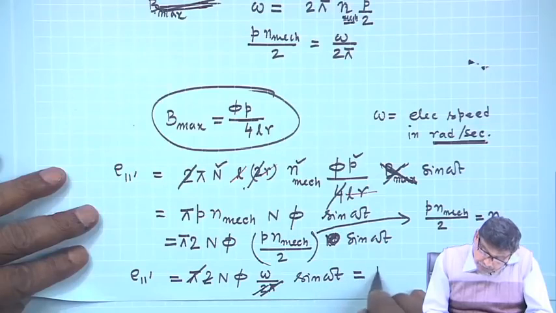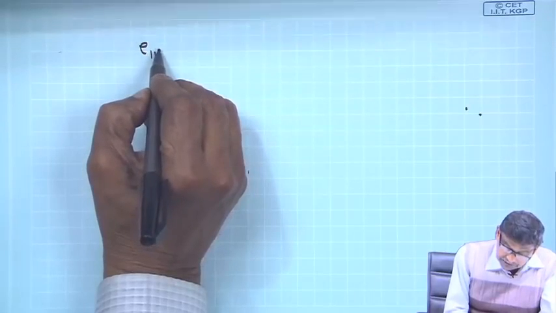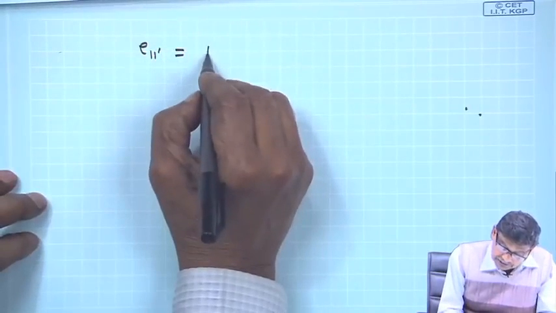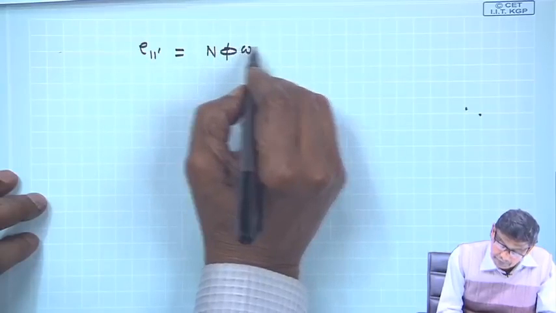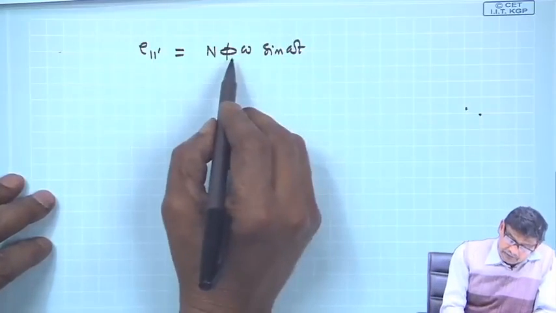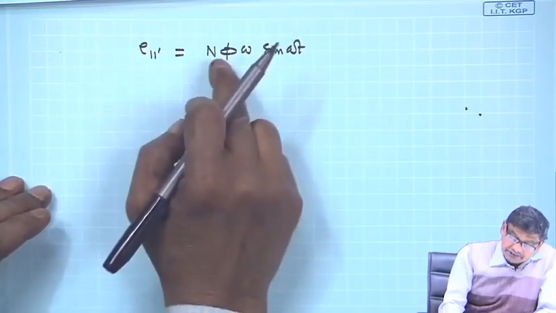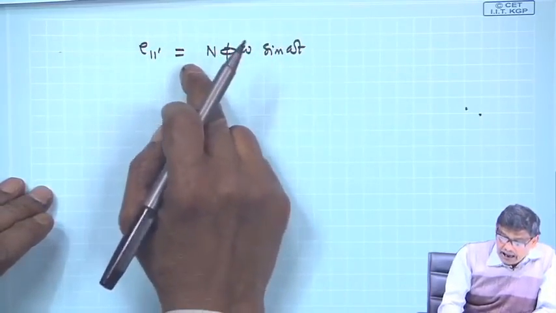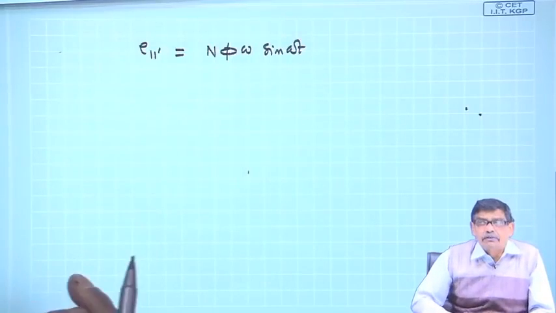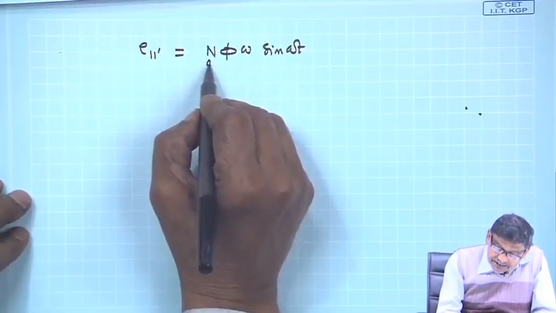So, your induced voltage will be n phi omega sin omega t. This is very nice. So, E 1 dashed, this induced voltage, let me write it, is equal to n phi omega sin omega t. Therefore, here omega is the speed in radian per second, all electrical speed, phi is the flux per pole. You see, the dimensions of the rotor d, l, radius, etc. go in there, and what is the n? Number of turns.